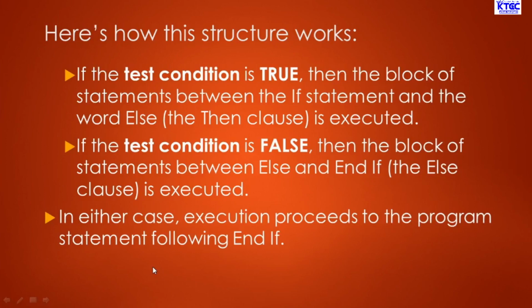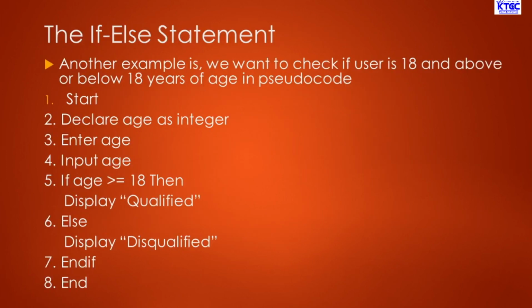More explanation on how the structure works. If the test condition is true, then the block of statements between the if statement and the word else, that is the then clause, is executed. This is what they are talking about. If this test condition is true, then the block here, between the if statement and the else if, is executed. Else, if it's not true, this one will be skipped, and then we come and check this one. If this is true, then this one will be executed.